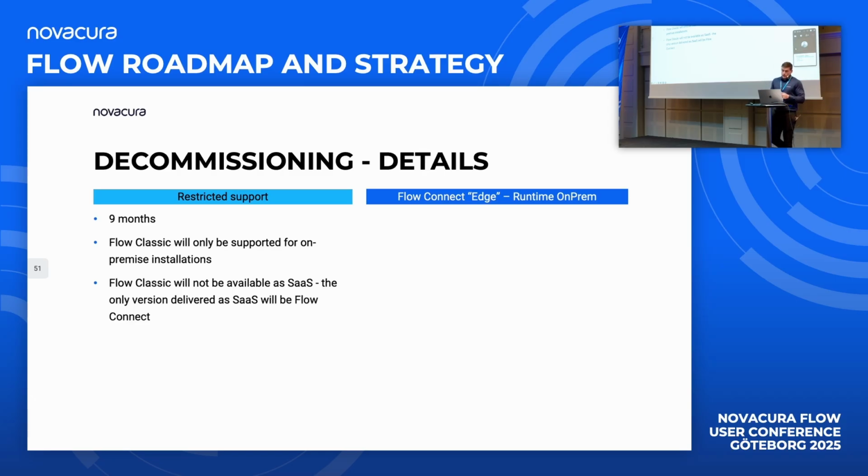Now, the restricted support means that we are only supporting the on-premise installations. That said, Flow Classic for our cloud-based customers don't have access to that restricted support. So our cloud-based customers will need to transition to Flow Connect within the 15-month time frame. For the on-premise customers, they have the additional 9 months to make the move. And this is ultimately because of the runtime on-premise feature.